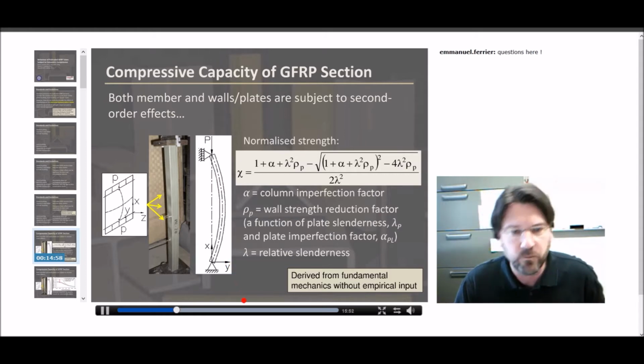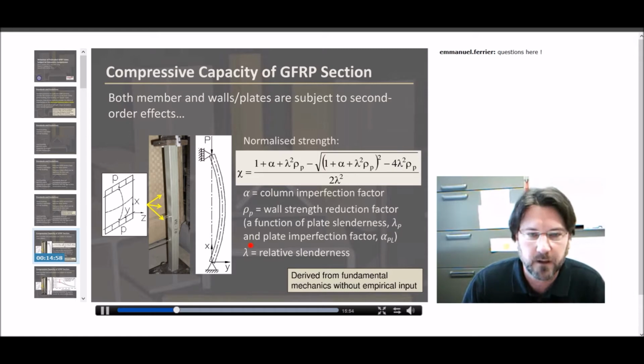And without doing any experiments, we can go into theory, go into fundamental mechanics, and we can derive a normalized strength relationship that accounts for the second order effects in terms of both member and plate or wall effects. And this is our equation here. Fundamental mechanics, there's no empirical factors at all. However, there's a lot of input into this equation that we're going to need some empirical data. We're going to need some experimental data.